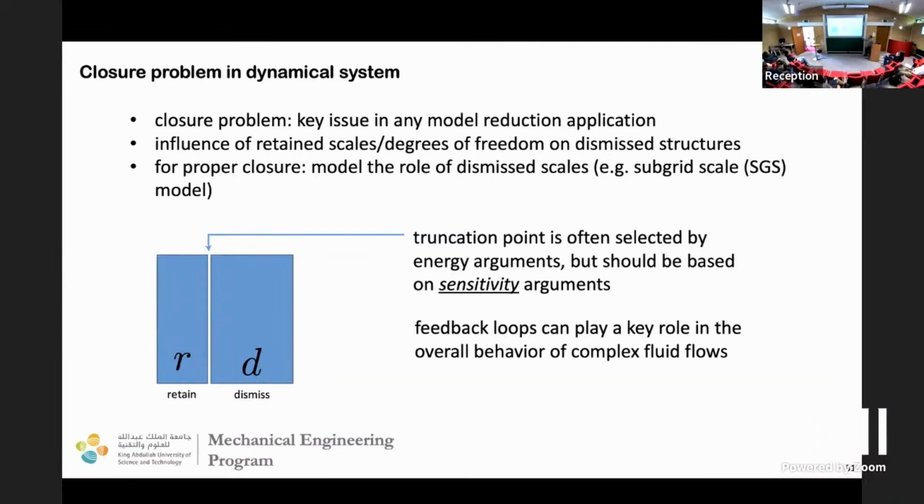Yeah. So feedback loops can play a key role, and that one is a feedback loop through acoustics, a feedback loop through electricity, which is spreading everywhere. It can be a feedback loop through recirculation, flow separation, and things like that bring information back. But let's put this aside. Let's say we know where we want to truncate.